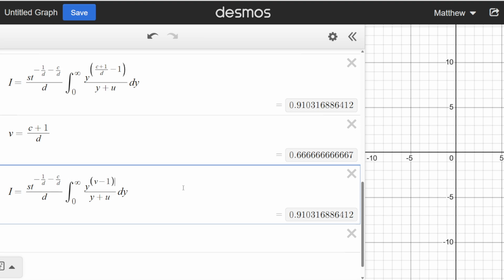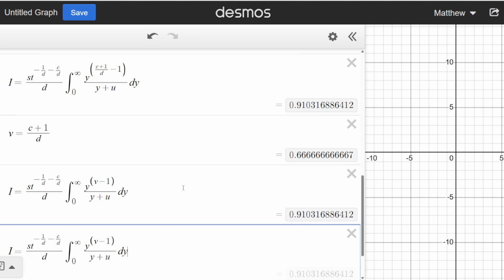So our next step, we are going to divide the top and the bottom by U. So divided by U, and then dividing the top by U, we'll just go ahead and put a U down here.